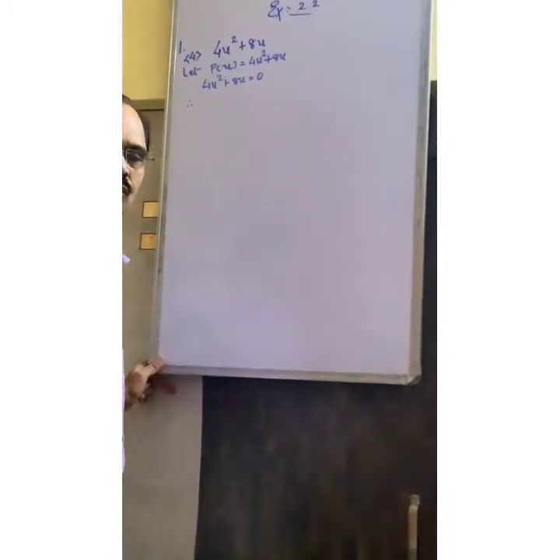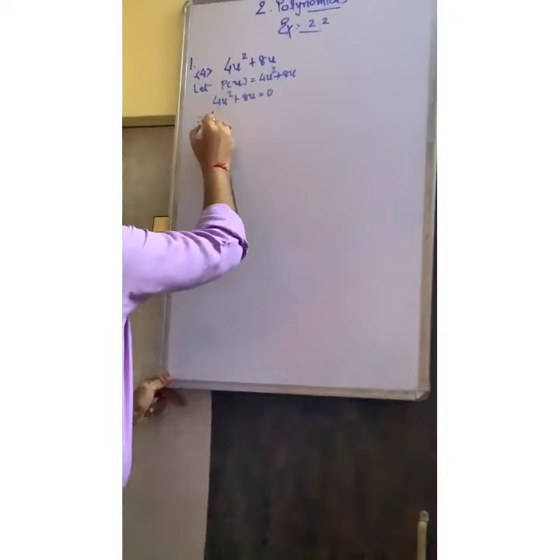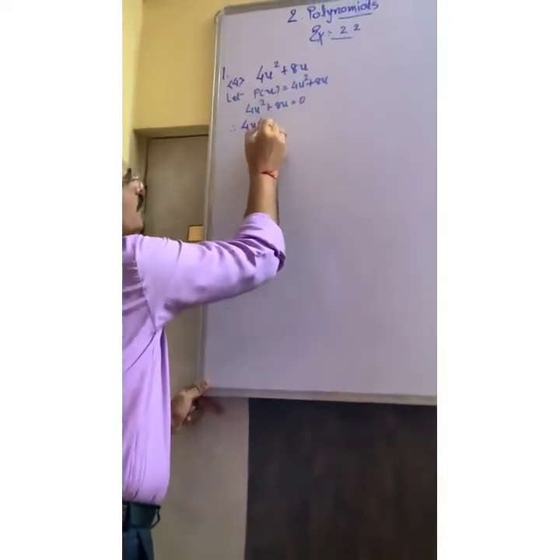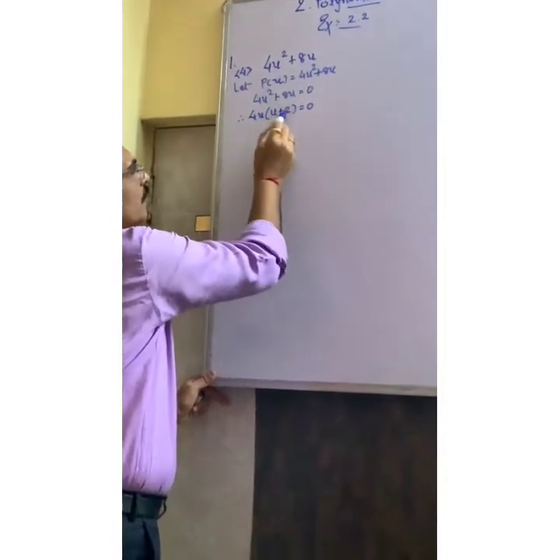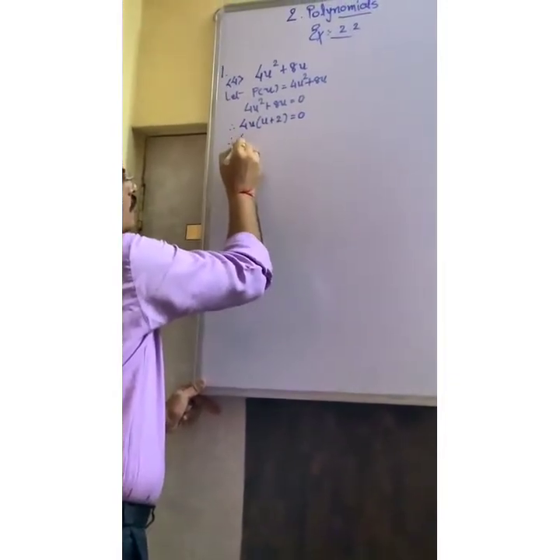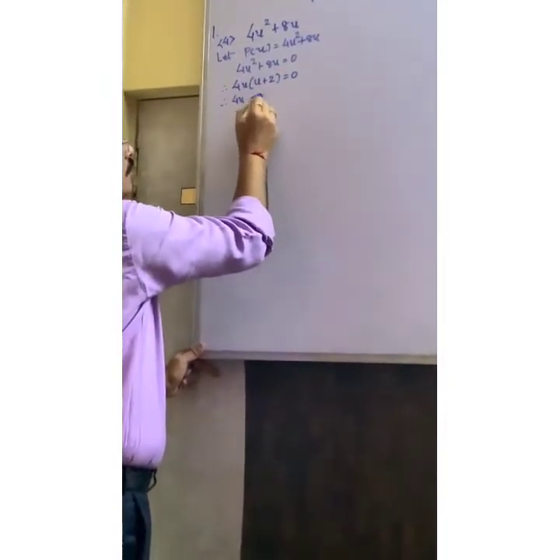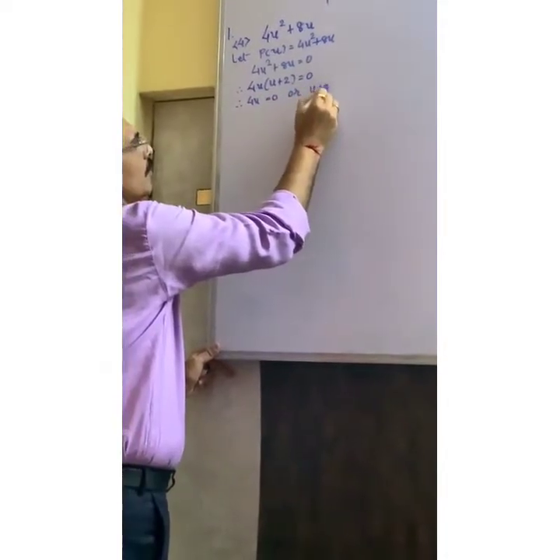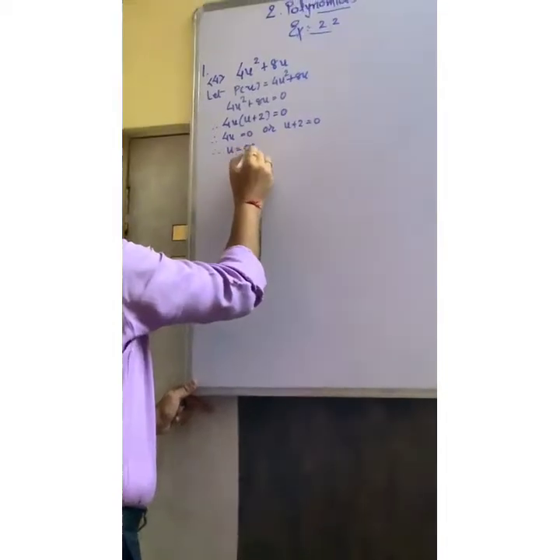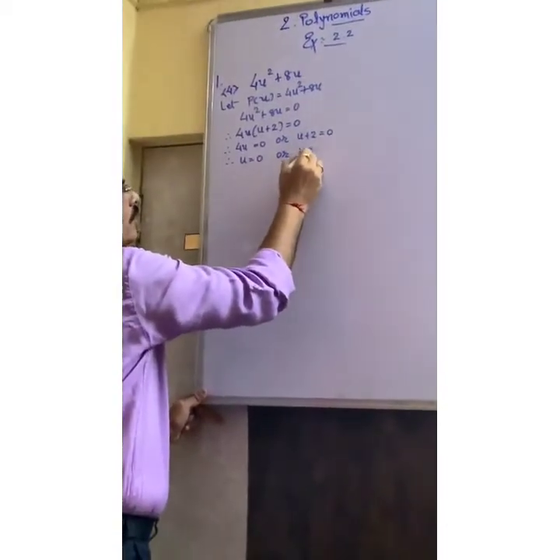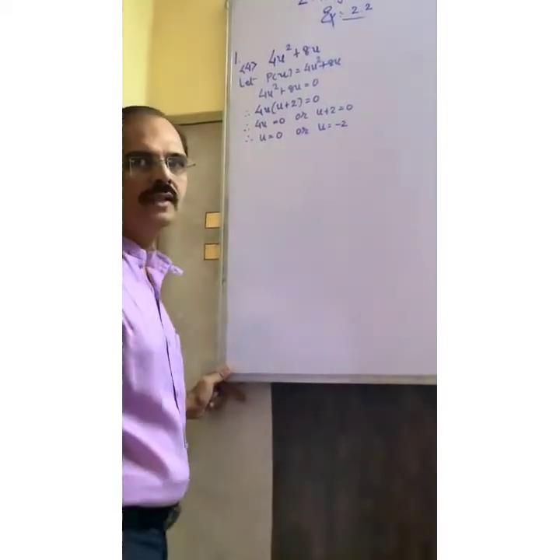Very simple sum, no constant term is there. 4u common, remaining is u plus 2. 4u into u, 4u square, 4 twos are 8u. So you can write 4u equal to 0 or u plus 2 equal to 0. u equal to 0 divided by 4 is 0, or u equal to plus 2, move other side, minus 2.